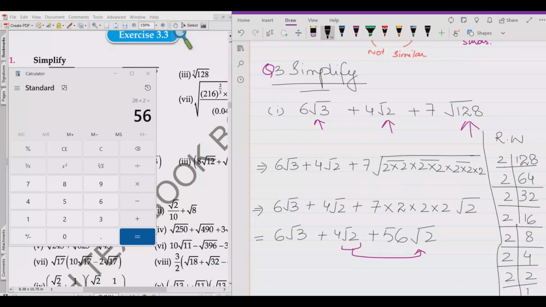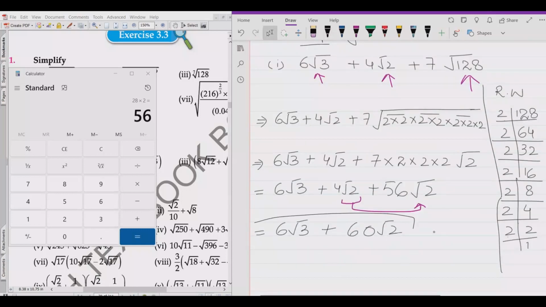So we will do it 6 root 3 and we can add both of them. So 60 root 2. So this is the answer of this question. So this is an example of a surd equation. Now you can see these surds are not similar, but we simplify the surd 128 because we can make it like root 2, and after that we have the similar surd, so we can add both of them. So this is the answer of this question.